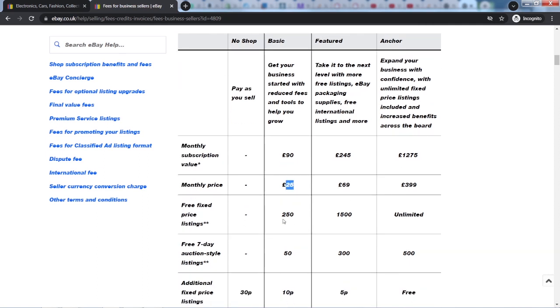And you get 250 listings. Now, you're probably thinking, oh, it's 250, I'm not going to get there. How it sort of works is this: every month they give you an allowance of 250 listings, allowing you to create them. If you go over them, they will charge you for each particular listing.